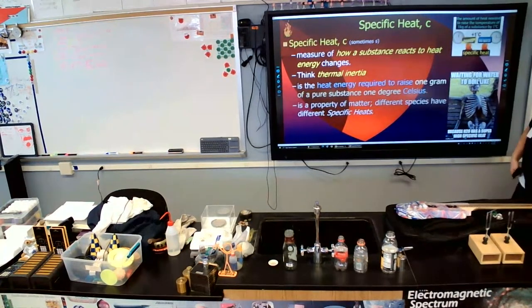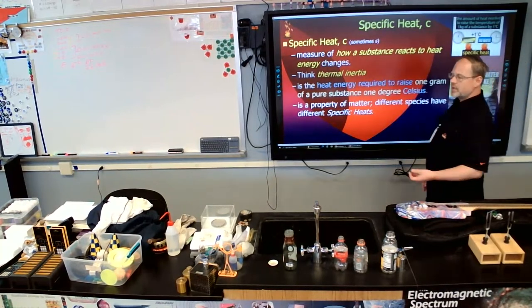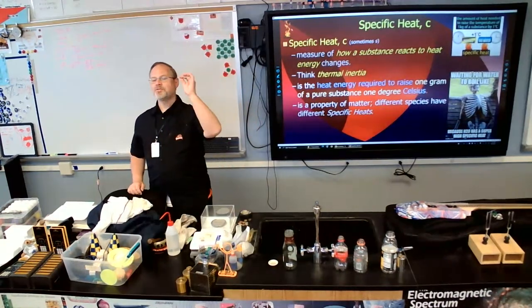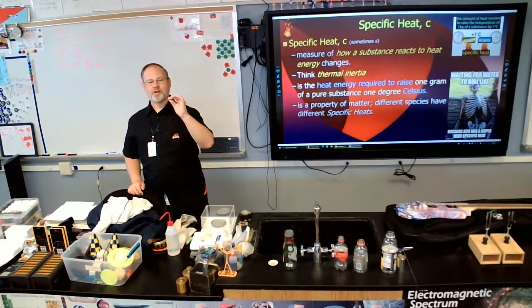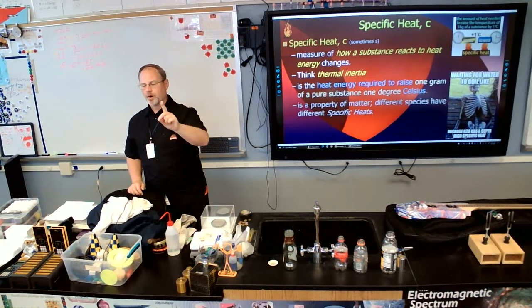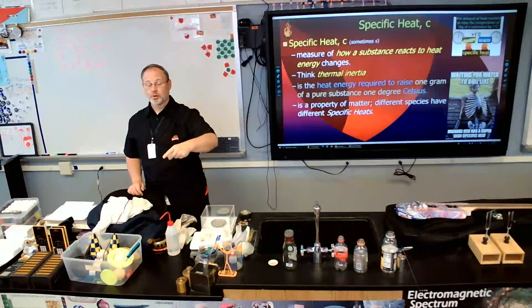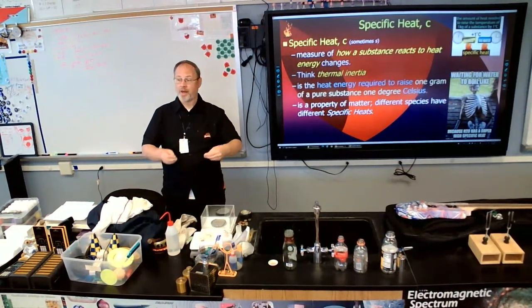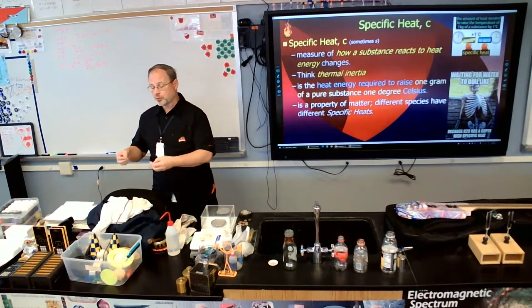Specific heat is how a substance reacts to heat change. I like to think of it as thermal inertia. It is defined as the amount of energy required to raise 1 gram of a substance 1 degree. So specific heat actually has the unit of joules per gram degree. How many joules of energy?